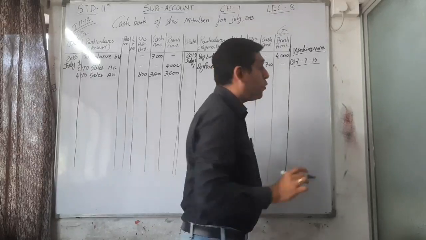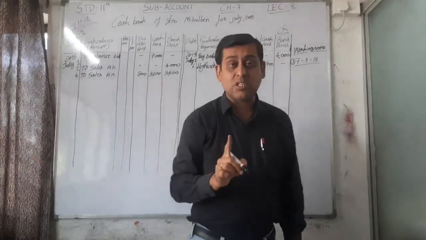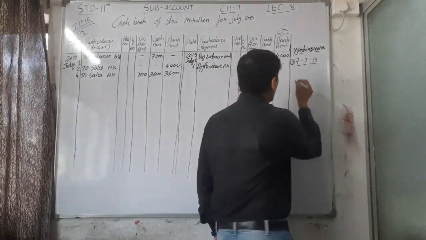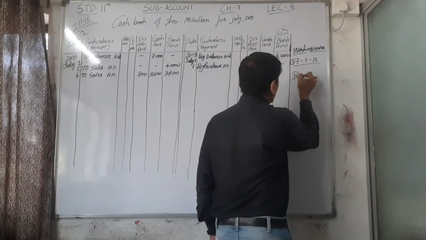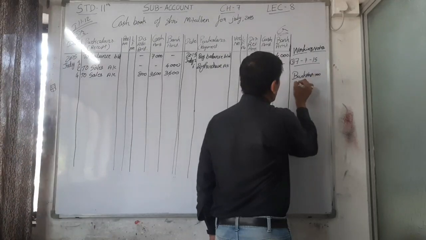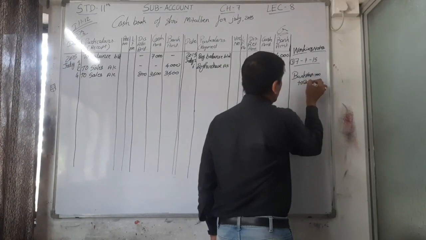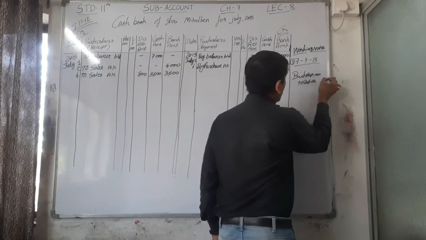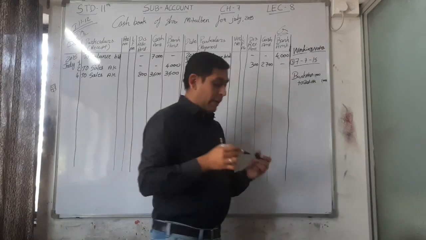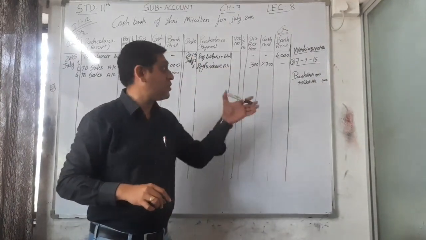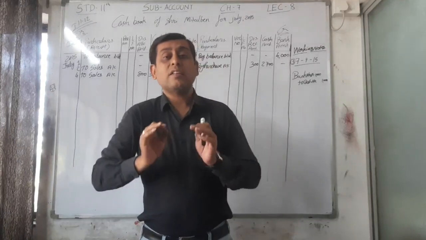Rupees 1000 deposited into the bank. Here bank is the receiver, that's why bank account debit. In the working note we just have to write down the journal entry. Bank account debit rupees 1000 to cash account rupees 1000. Bank account debit to cash account, right? This is the entry, and here it's a contra entry.